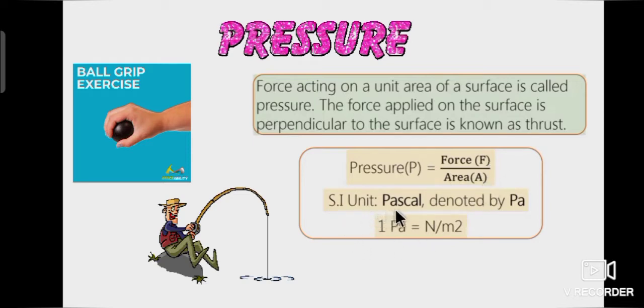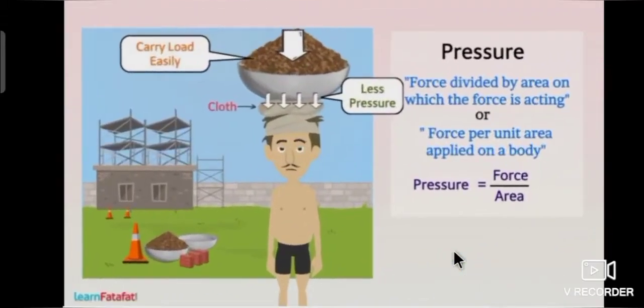The SI unit of pressure is Pascal. It is denoted by capital P, small a. 1 Pascal is equal to Newton per meter square. Let's see the example. See the picture, students. A man carries a load on his head. Cloth on the head maintains the pressure, so there is low pressure on his head. So pressure is equal to force divided by area.